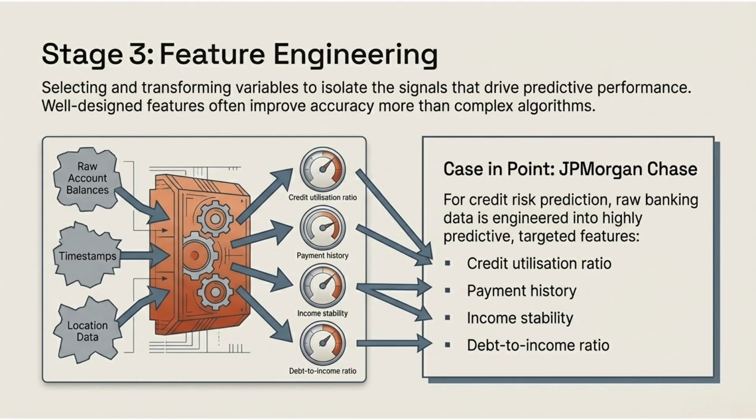The third stage is feature engineering. Feature engineering involves selecting and transforming variables that improve the model's predictive power. Well-designed features can significantly improve model performance. For example, in banking, companies like JP Morgan Chase create features such as credit utilization ratio, payment history, income stability, and debt-to-income ratio. These engineered features help models predict credit risk more accurately.